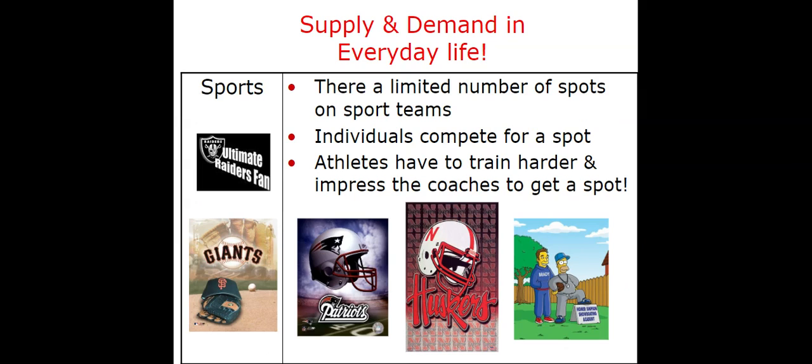Sports. There are a limited number of spots on sports teams. Individuals compete for a spot, and athletes have to train harder and impress the coaches to get a spot. So there's a large supply of athletes out there, but there are very limited spots available. So the supply, as far as how many spots are available on a team, is very limited. So they have a good ability to pick and choose who they want because the demand is high. Lots of people want those limited spots.